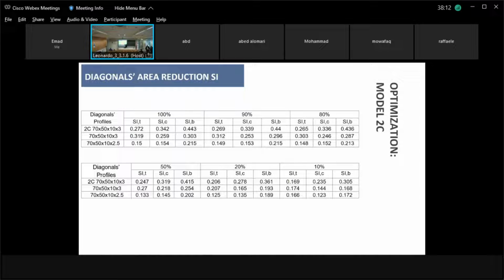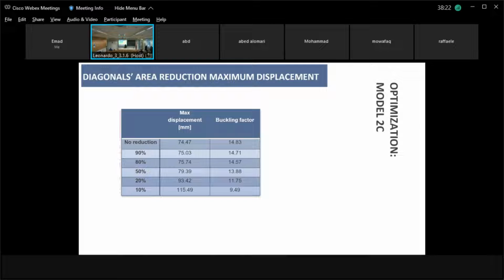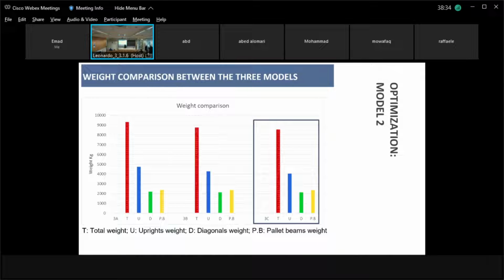As we can see, as we reduce the area of the diagonal, the safety index decreases locally. But when we go to the global behavior of our structure, we can see that as we reduce the diagonals area, the maximum displacement increases and the buckling factor decreases. So comparing the three previous models, we get that the model with the M-series profile is the lightest one.